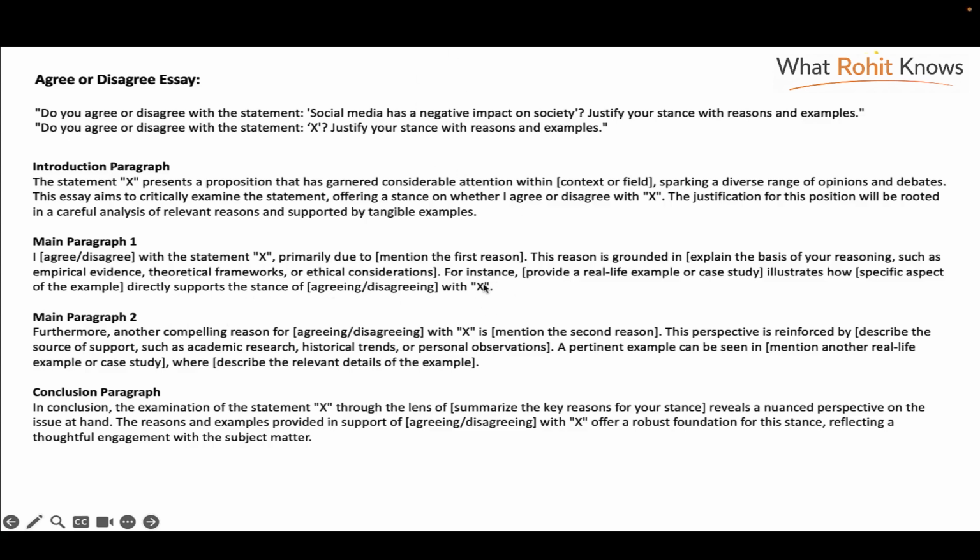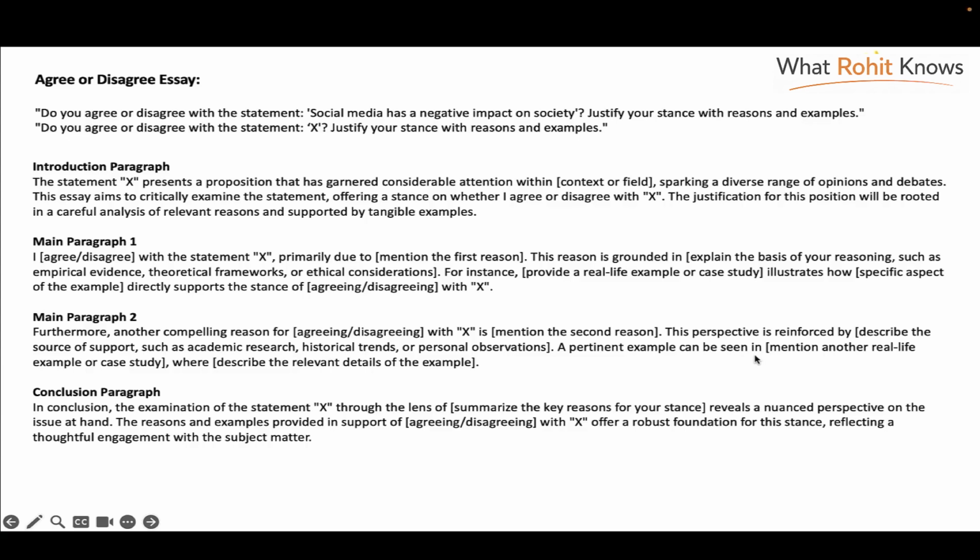Everywhere where we have mentioned X, you don't have to repeat it as it is. You can rephrase it, or you can say "with the statement." Just mix and match. You don't have to write the whole statement again and again. Then if you are agreeing further, "another compelling reason for agreeing with this statement, or with X, is..." then give your second reason. "This perspective is reinforced by recent academic research and historic trends."